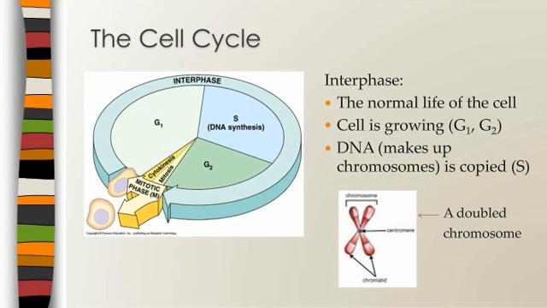Please make sure you are drawing a doubled chromosome in the space provided, labeling the two chromatids and the centromere, which is attaching the chromatids to each other. Again, it's very important that you recognize that this doubled chromosome is a doubled copy of the DNA. As the cell is preparing to divide, it has to make a copy of the DNA so that it can give that copy to the new cell being produced.